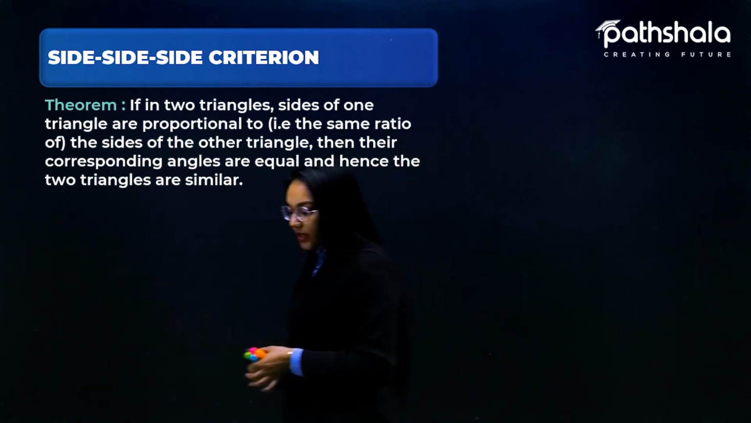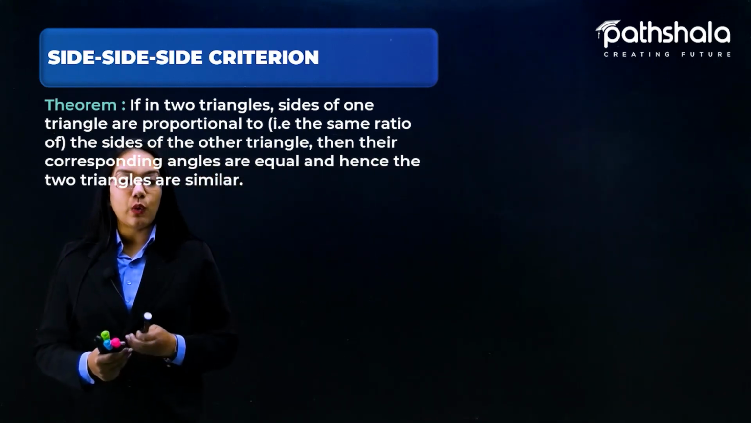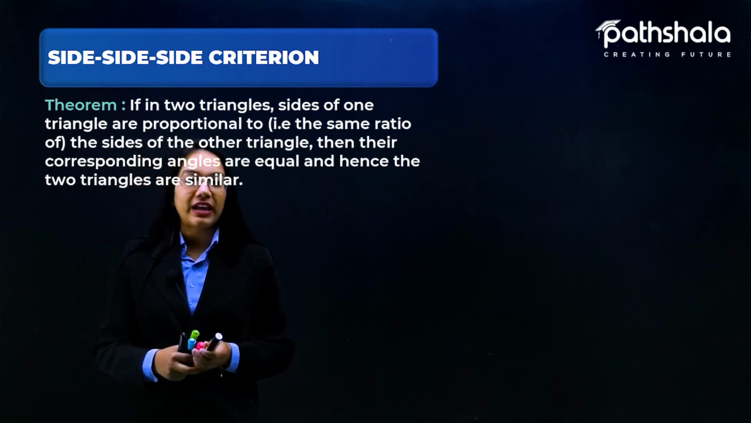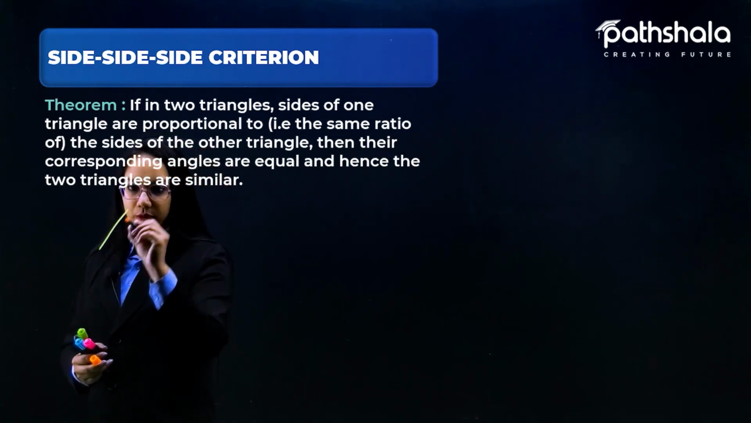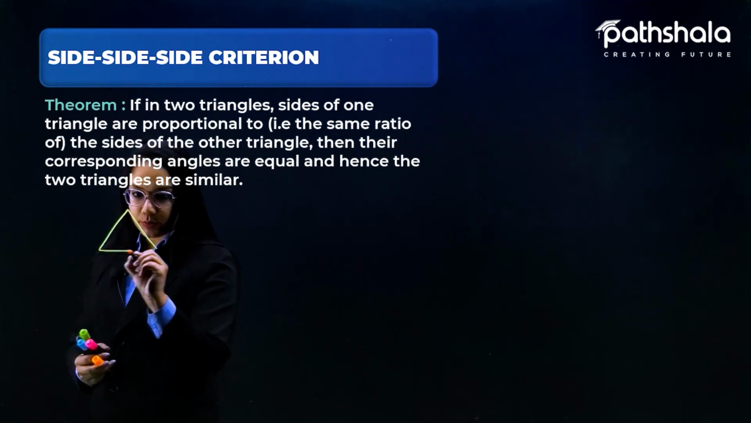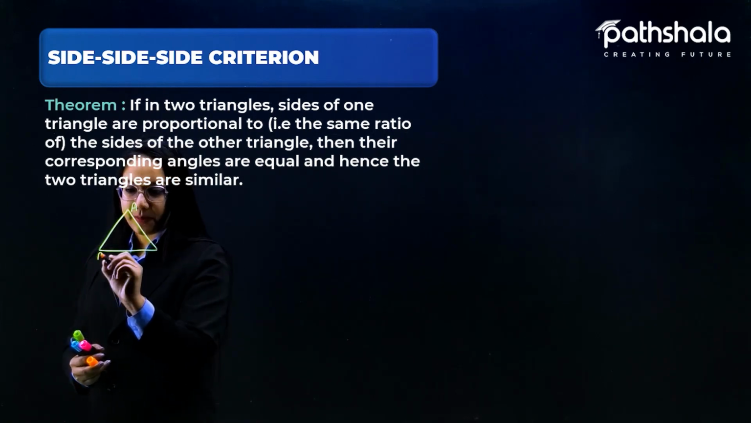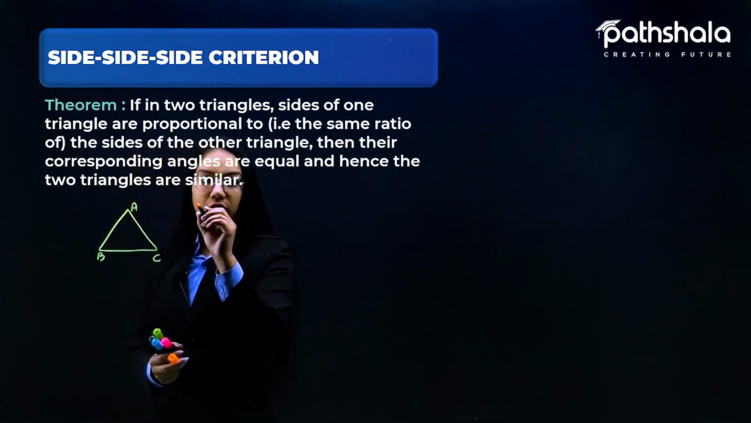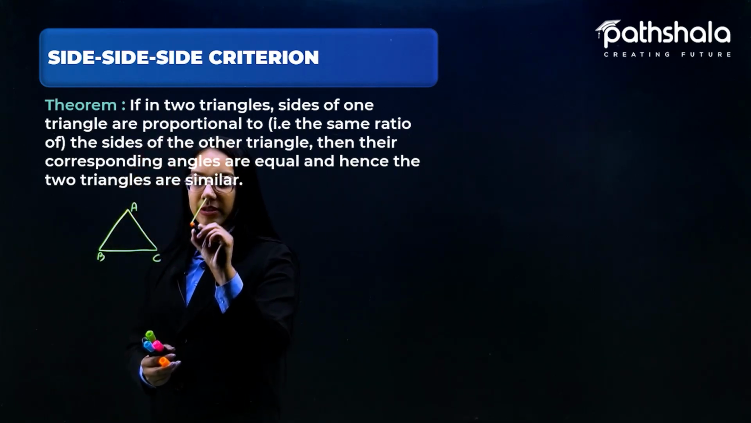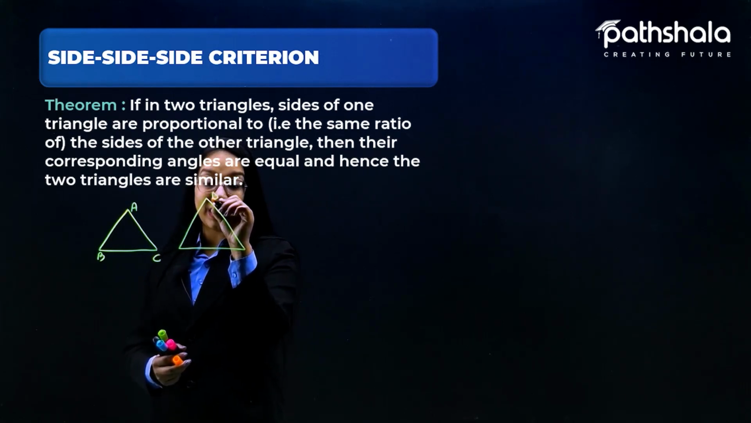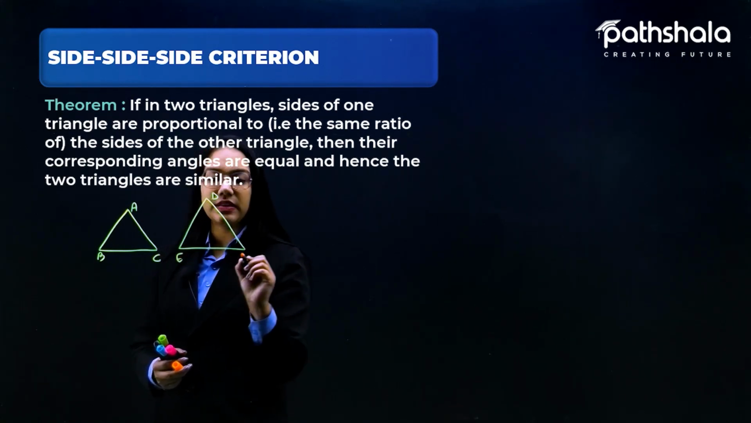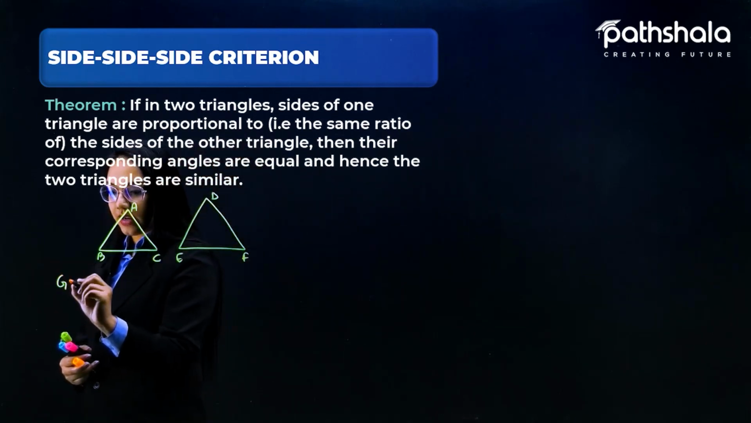So let's start the proof of the theorem by taking two triangles. Let us suppose I am taking the triangle as ABC, and further I am taking a bigger triangle than ABC, which is DEF. So this is my D, this is my E, this is my F. Let us write the given statement.